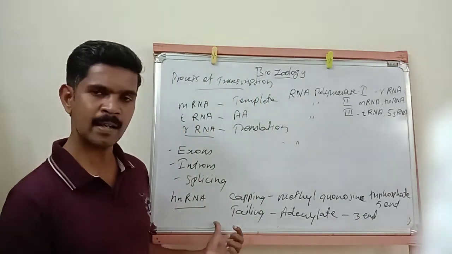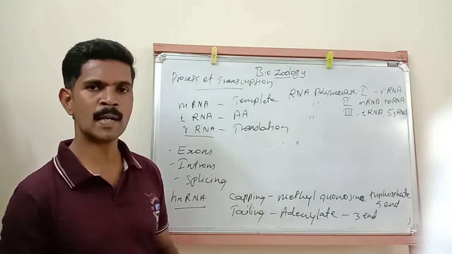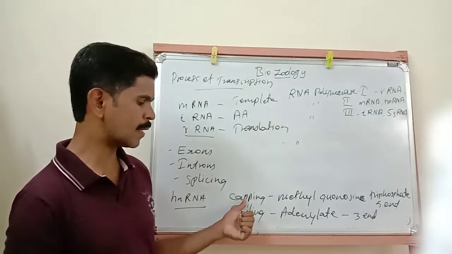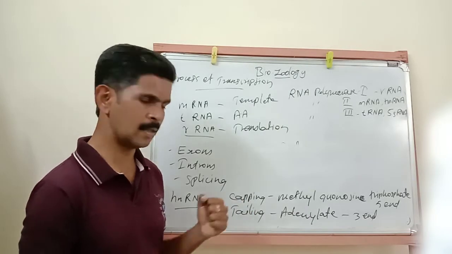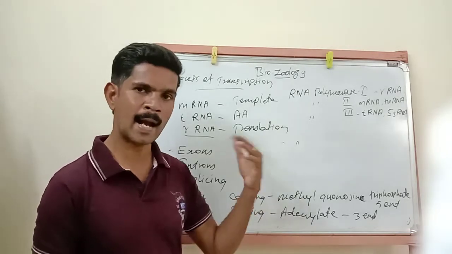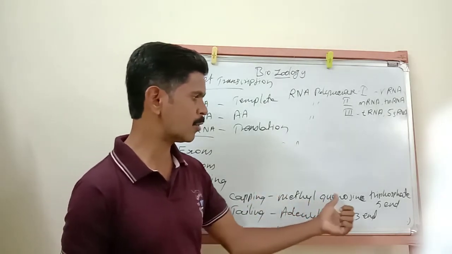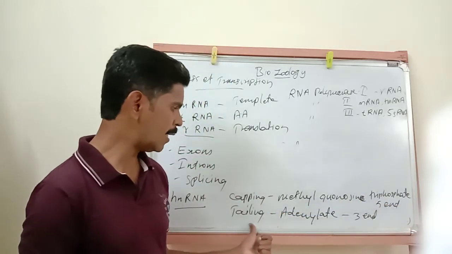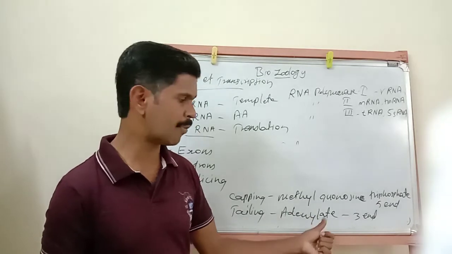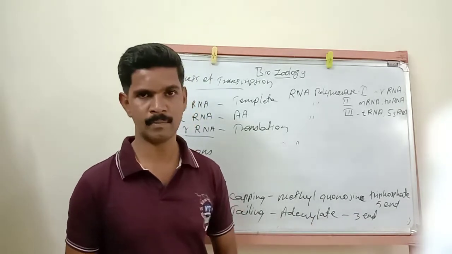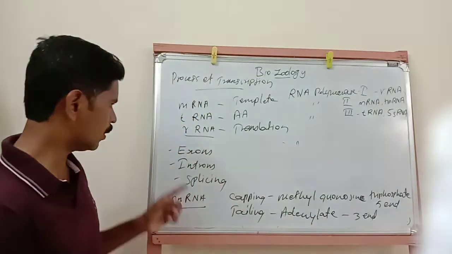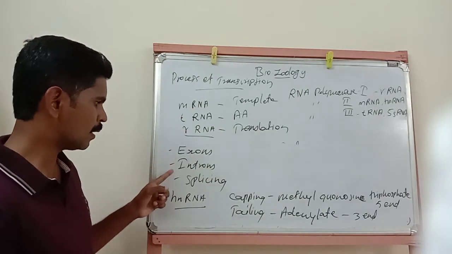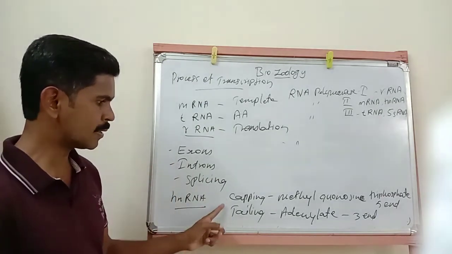So in HnRNA, two more additional processes take place. One is called capping and the second one is called tailing. Capping means adding of methyl guanosine triphosphate at the 5' end. Then tailing means adding of adenylate at the 3' end. So this is exon, intron, splicing, then capping, tailing.